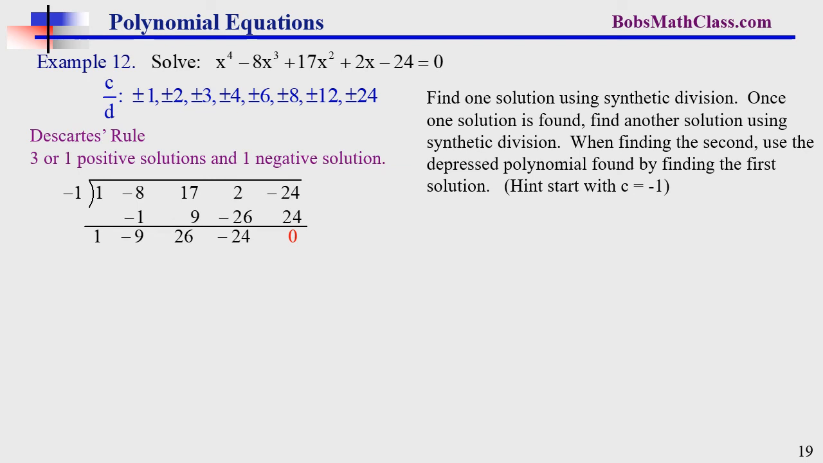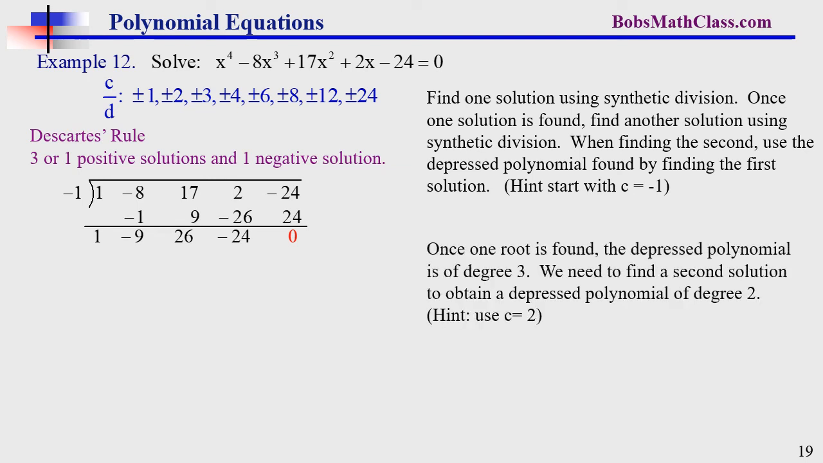So now what we're going to do is that quotient that we got, 1, negative 9, 26, negative 24, we're going to use it again. And we're going to try to find a second solution. And I'm going to say, let's try positive 2. Now again, if you're able to use your calculator, you plug this into your calculator. The Casio will solve it. I have a video on how to use it.